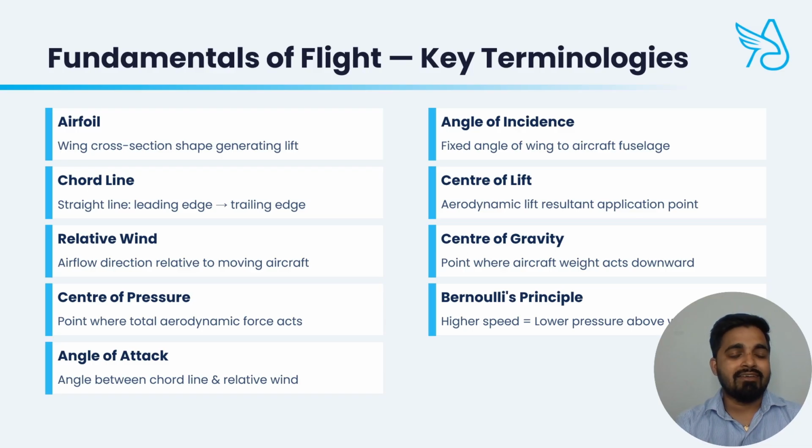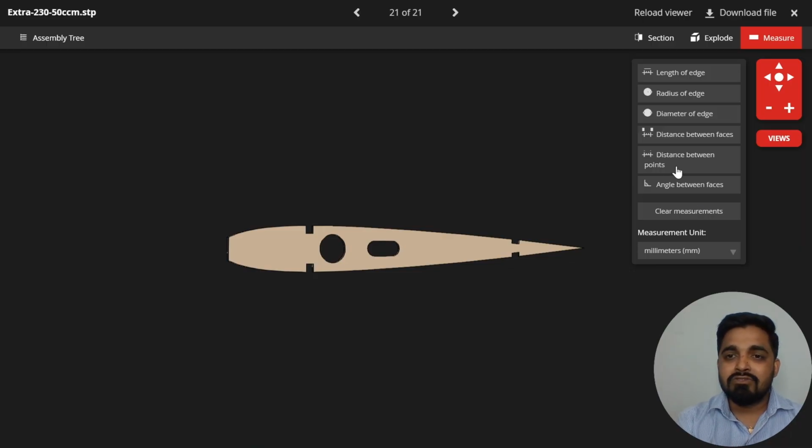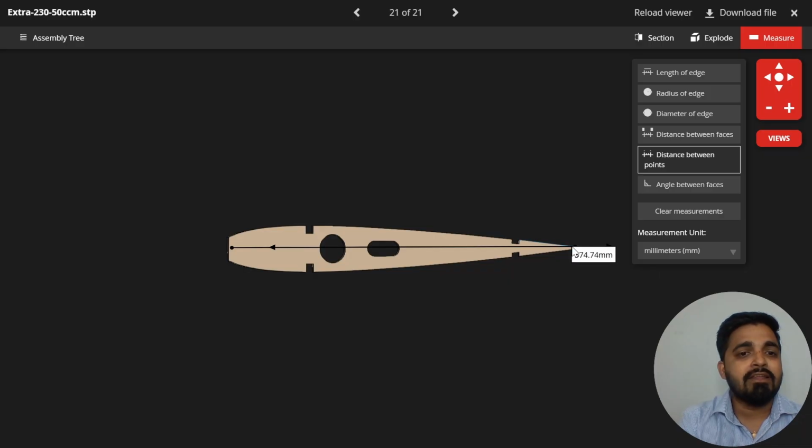Next, the chord line. Let us understand what the chord line is in the 3D model. In this airfoil, the front of the airfoil is called the leading edge and the end of this airfoil is called the trailing edge. When I join these 2 points with an imaginary line, this particular line is called the chord line. I hope it is very clear.